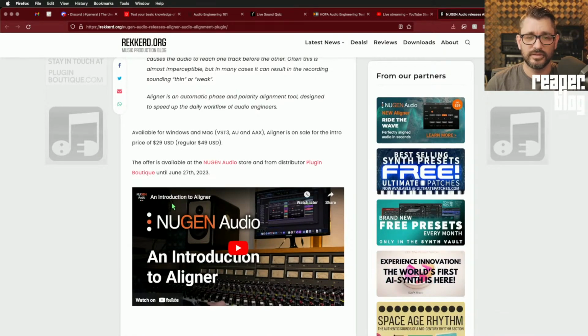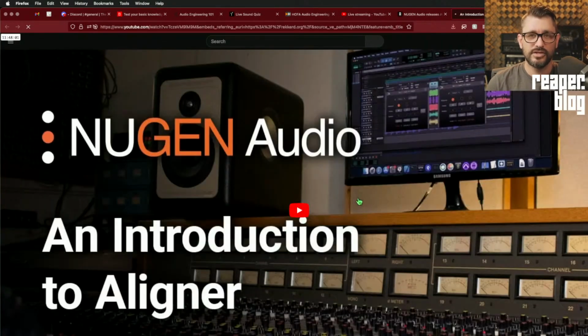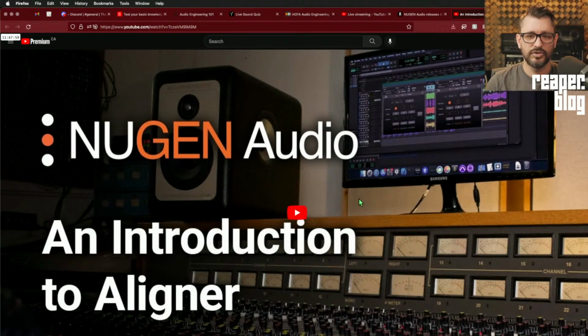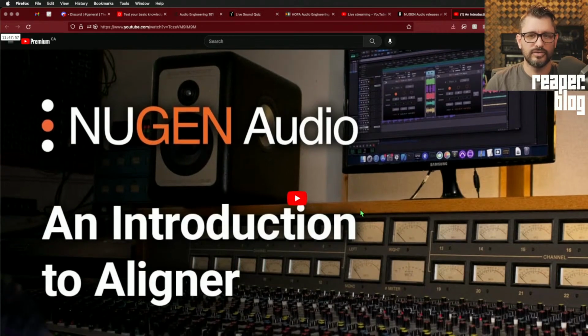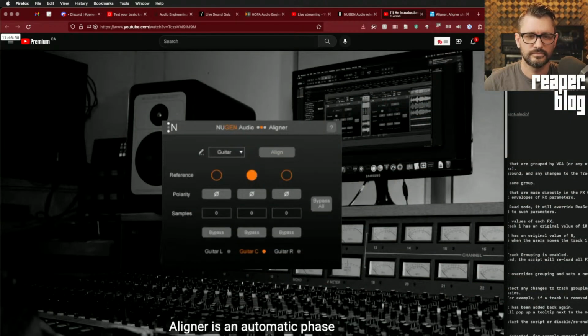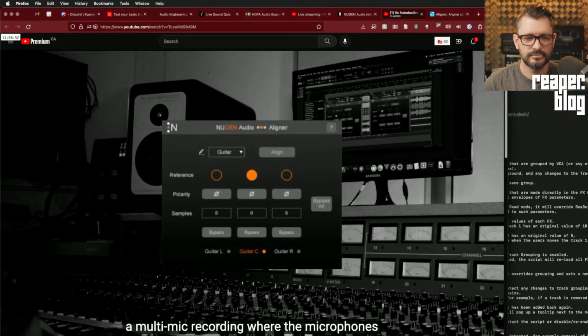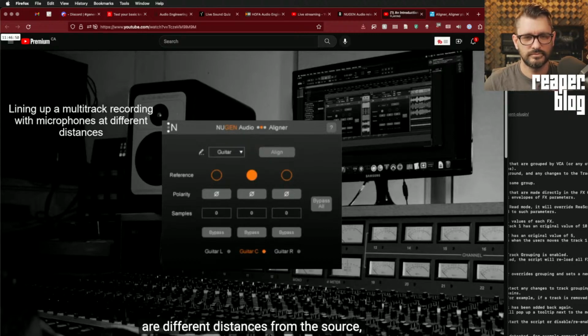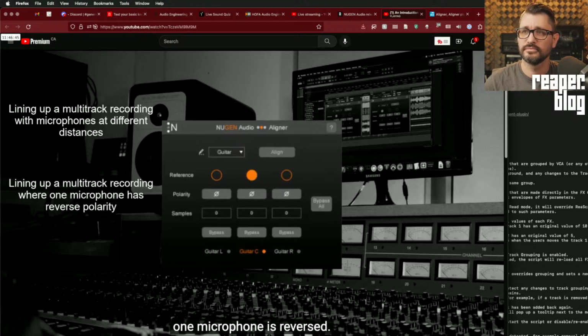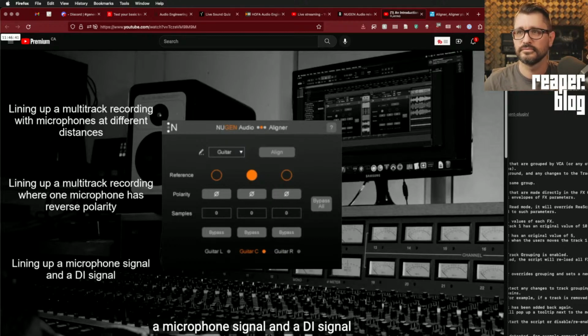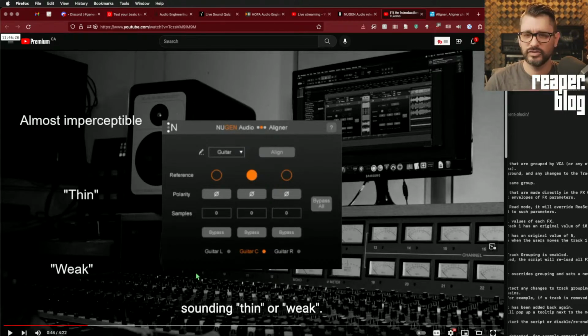What I'd like to know is if this can continually align multiple tracks or if it's only doing it once. Aligner is an automatic phase and polarity alignment tool. You might use it if you have a multi-mic recording where the microphones are different distances from the source, or where the polarity of one microphone is reversed. You might also use it to ensure a microphone signal and a DI signal are lined up correctly. Okay, so I'm going to stop it there.